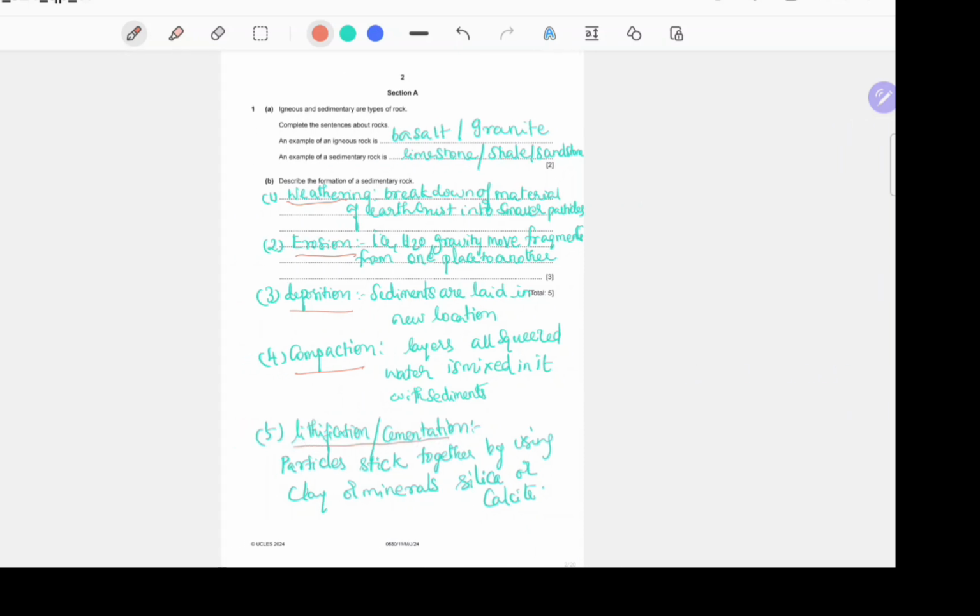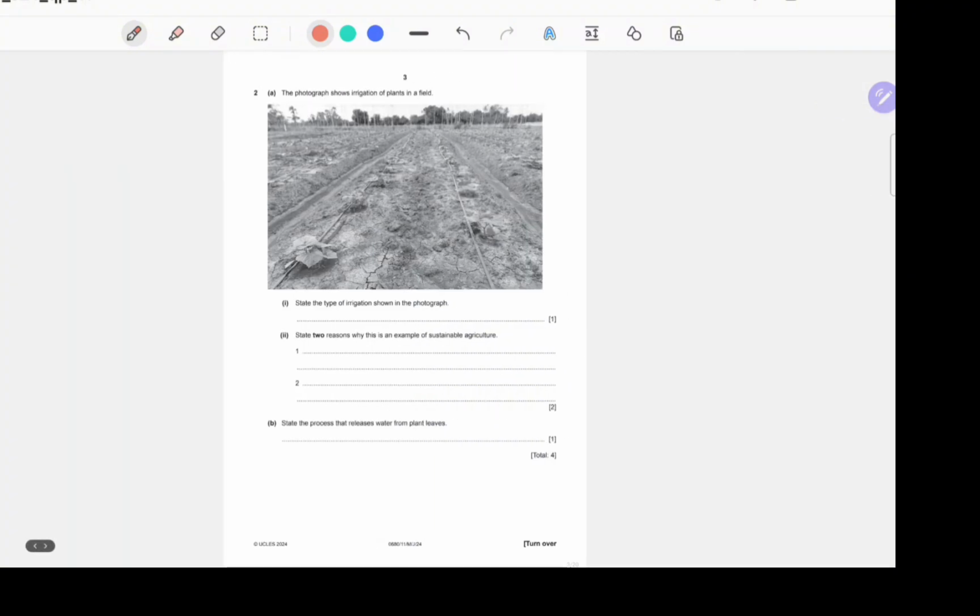Next question, second one, A part: the photograph shows an irrigation of plants in a field. State the type of irrigation. Here it is trickle drip irrigation. You can identify it clearly from the photo. It is trickle drip irrigation. So just write the method alone.